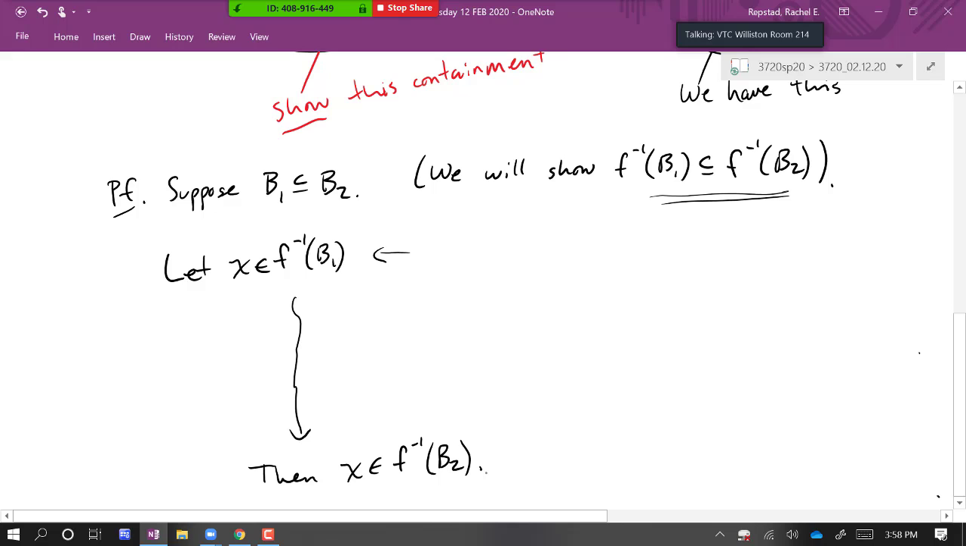What does it mean to be in the preimage of B1? What is the preimage of a set? Maybe we'll start there.